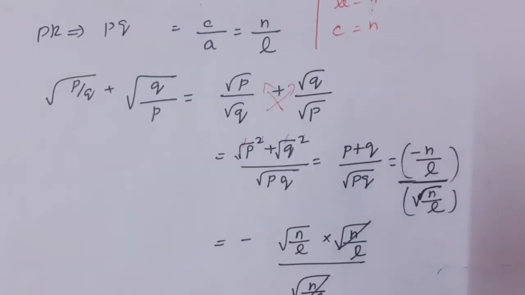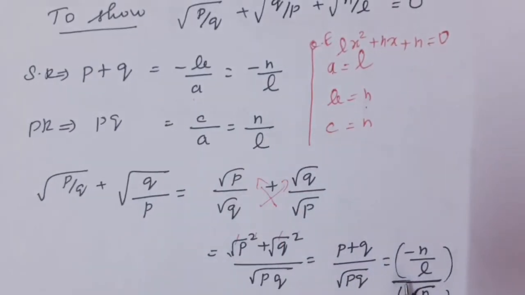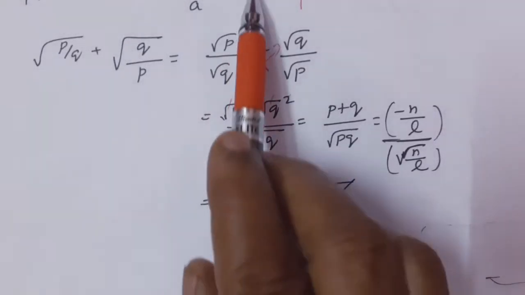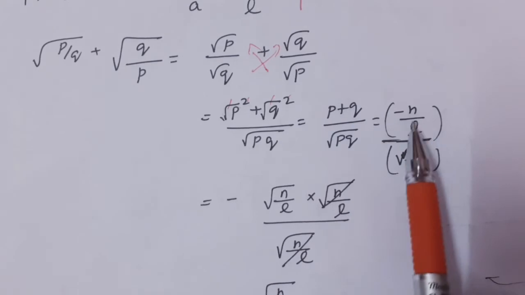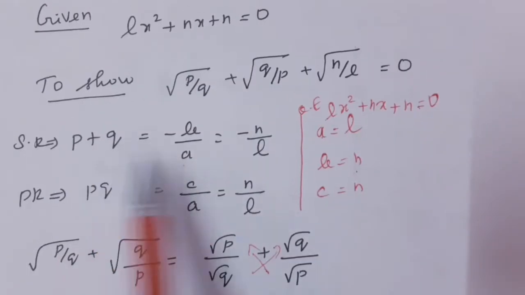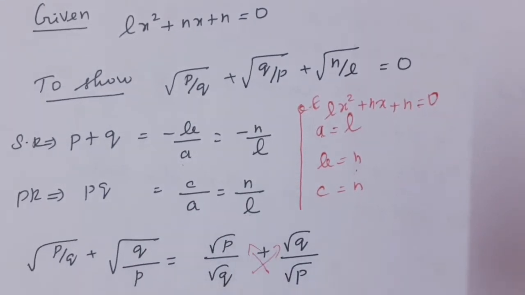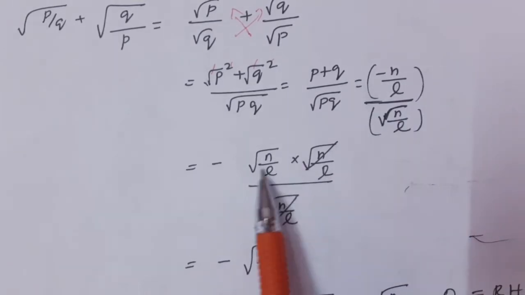Now, what is our P plus Q? P plus Q is nothing but minus N by L, divided by root PQ. Our PQ value is also N by L, so root N by L. Listen carefully. P plus Q is minus N by L, that is the sum of the root. Root PQ is root of N by L. So, I take the minus outside.